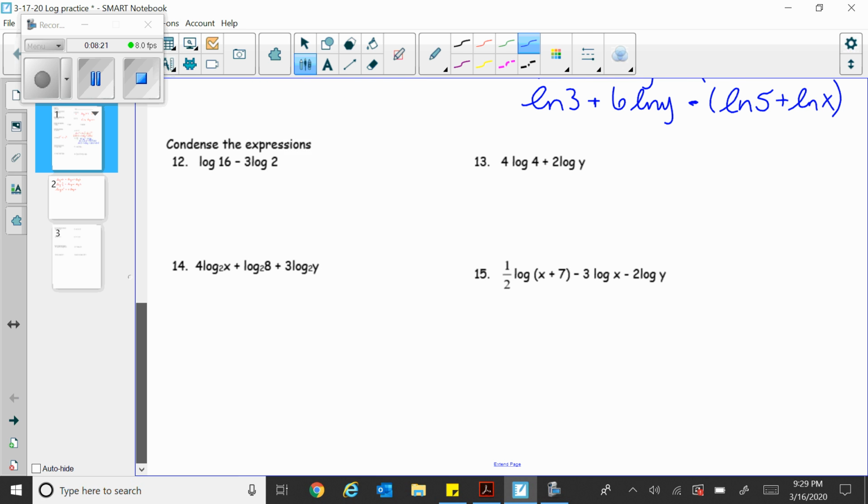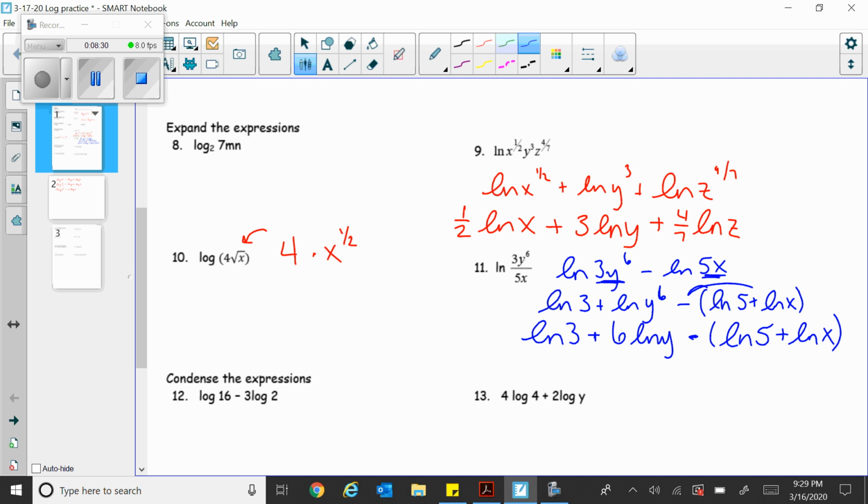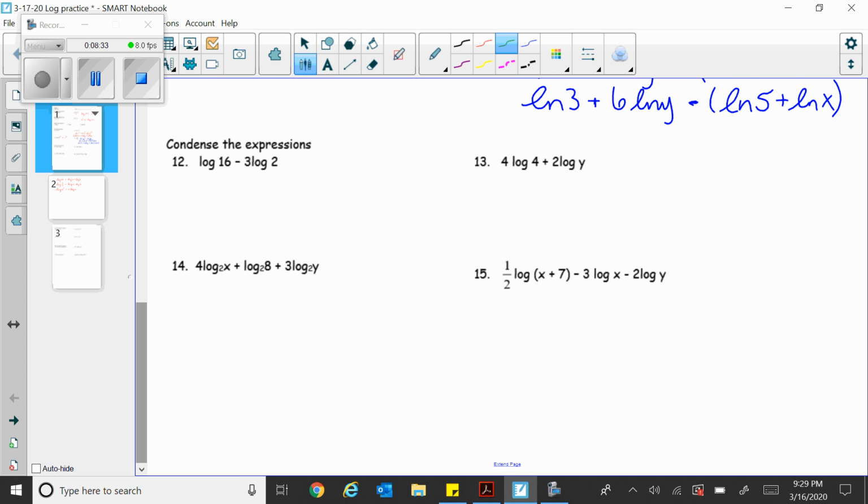Okay, so if you want to look at these, let's look at number 13. Okay, we want to work backwards. So the first thing that we're going to do is take care of any exponents, because that's the last thing we do when we expand. So it's going to be the first thing we do when we condense. So these numbers out front, this 4 right here and this 2 right here, we need to turn those back into exponents. So this is going to be log of 4 to the 4th power, and then plus log of y squared.